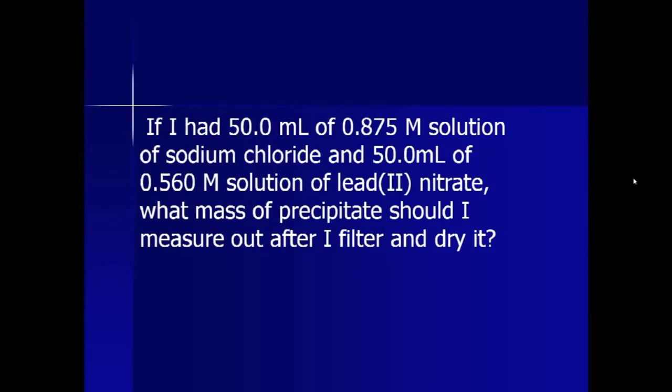To give you a head start, let's consider our lead-2 chloride precipitate. If I had 50.0 milliliters of a 0.875 molar solution of sodium chloride and 50.0 milliliters of a 0.560 molar solution of lead-2 nitrate, what mass of precipitate should I measure out after I filter and dry it?